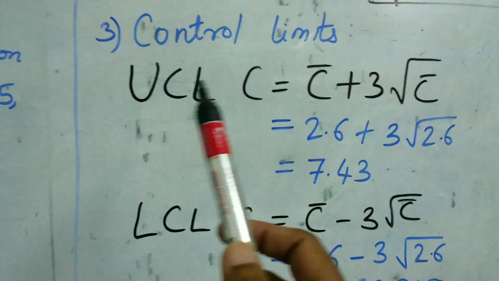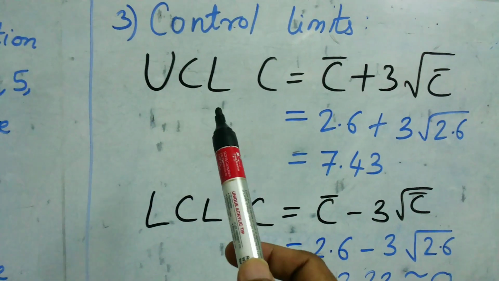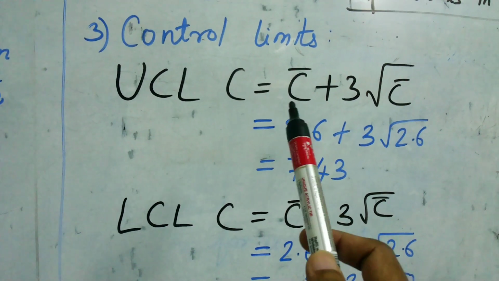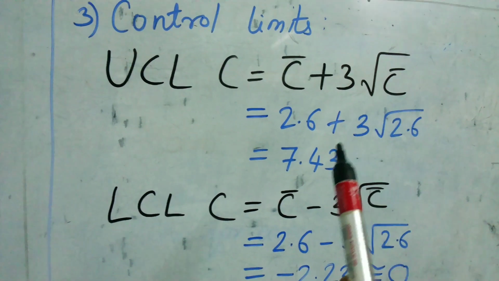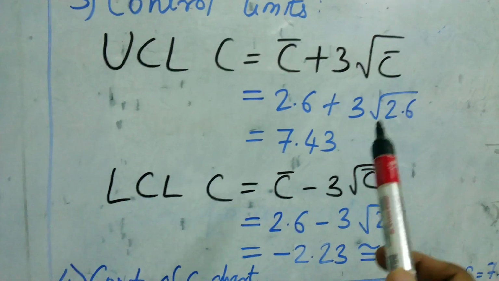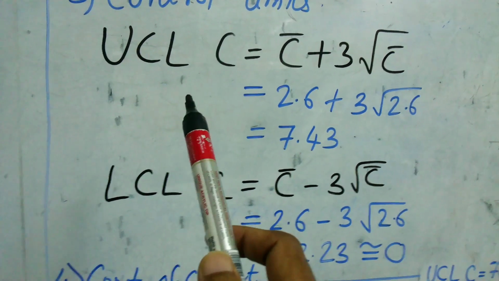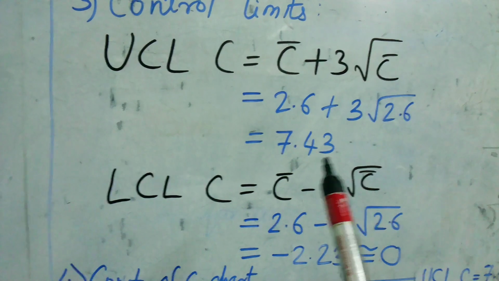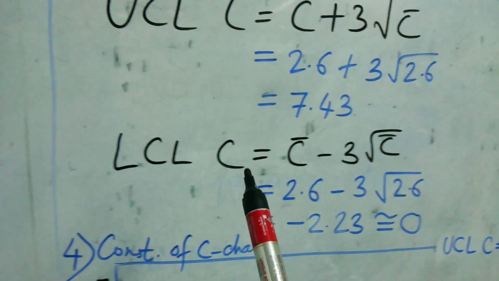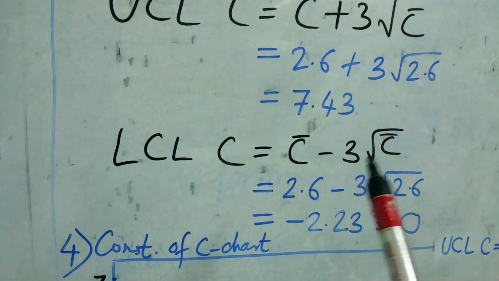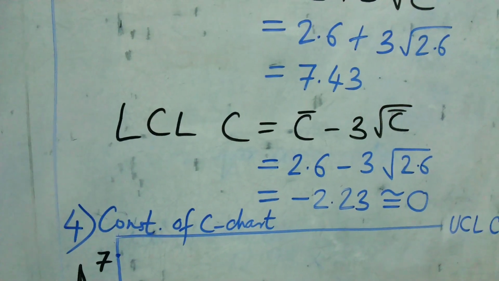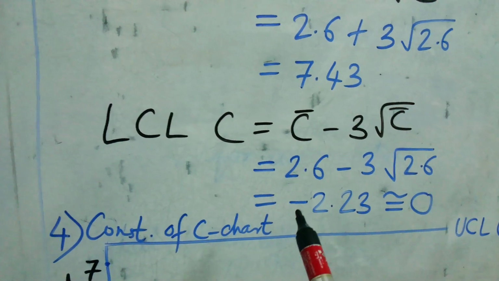For the control limits, first the UCL, the upper control limit. UCL is equal to C bar plus 3 root of C bar. We put the value of C bar, which we got as 2.6, and we get the upper control limit as 7.43. Then we calculate the lower control limit, which is C bar minus 3 root C bar. Putting the C bar value of 2.6, we get minus 2.23.